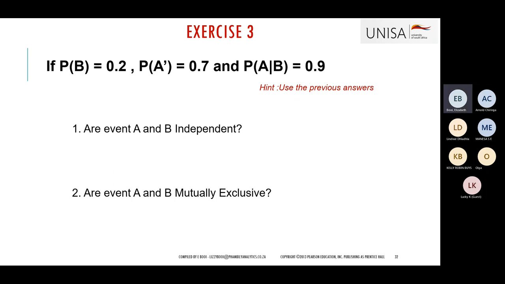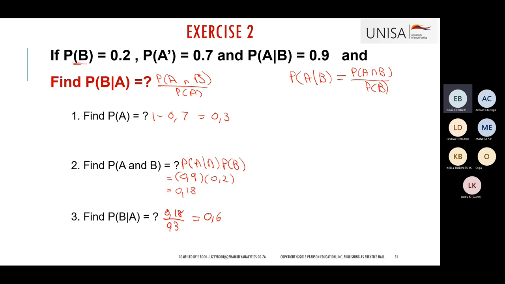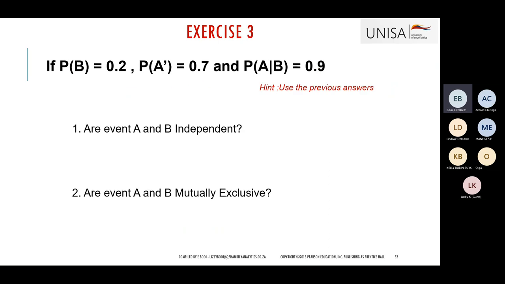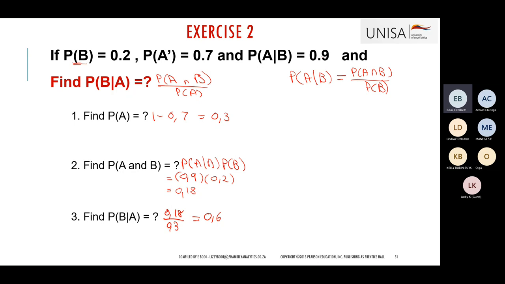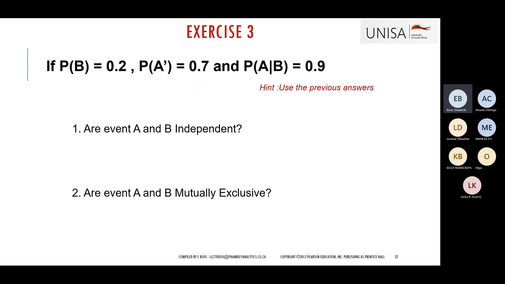Okay, so let's revisit our previous questions now. We know what the probability of A is. We know what the probability of A and B is. We know what the probability of B given A is. Now we can answer the following question, because it says to use the previous answers as a hint. In the exam, you may be given options one to five in the same question, and they ask you to find the incorrect or the correct answer. And the statement they give you asks: are events A and B independent? What do we know about that?